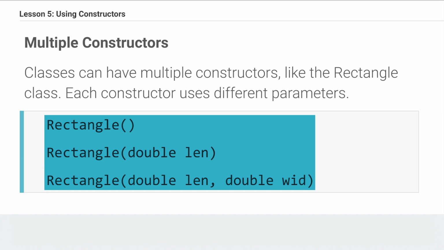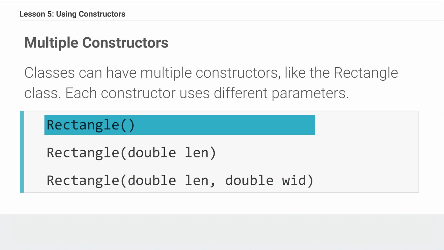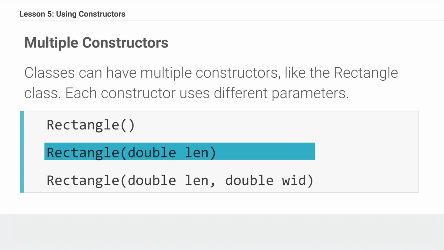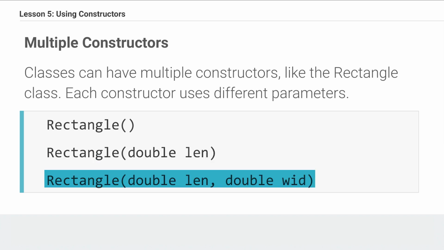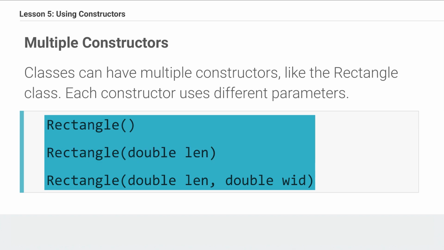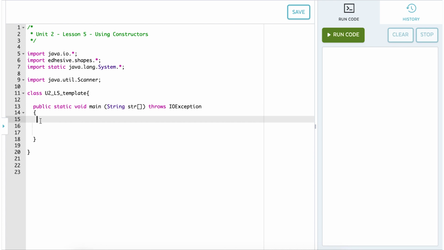Here we have three different constructors, three different ways to construct rectangles, but each one has a different set of parameters. The first one has no parameters. The second one is a double for the length, and the third one has a double for length and a double for width. Each one of these constructs a rectangle object that will have the same behaviors that any other rectangle would have, but they give us more or less control over how we actually construct that rectangle. So let's play around with that and see how that would work.